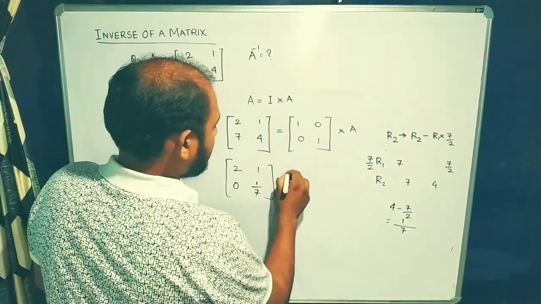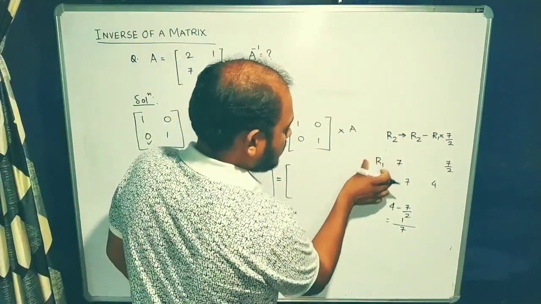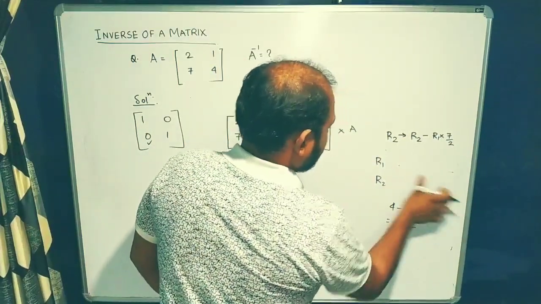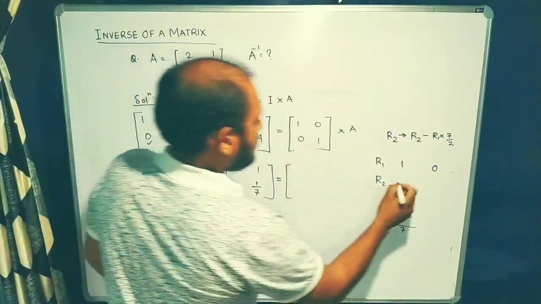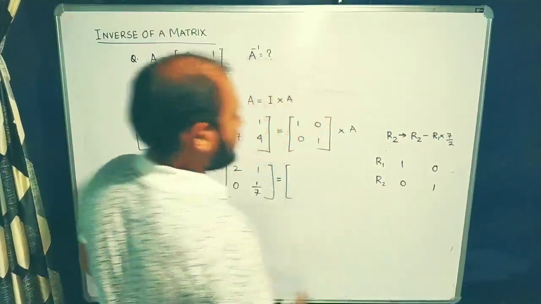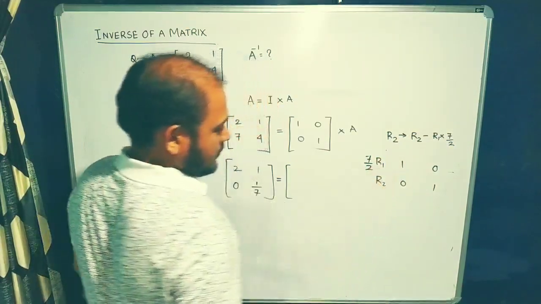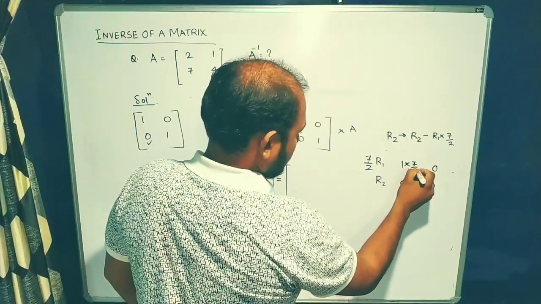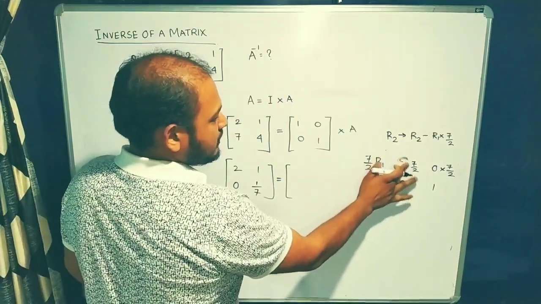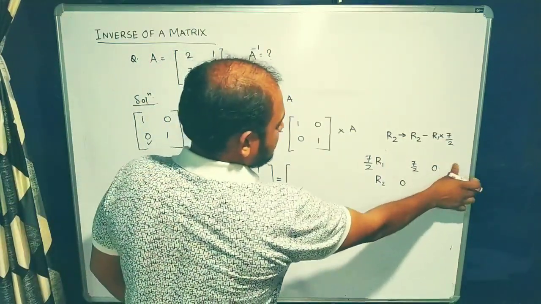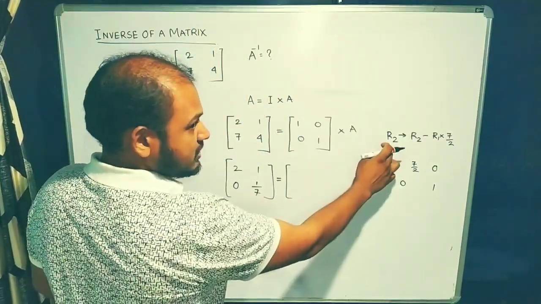Okay, this is equal to the same operation you have to do in the right hand side as well. So write the first row for the right hand side matrix. We have first row is equal to 1 0 and the second row is 0 1. Okay, now first row multiplied by 7 by 2, this is equal to 1 into 7 by 2 and 0 into 7 by 2. So 1 into 7 by 2 is equal to 7 by 2 and 0 into 7 by 2 is 0.